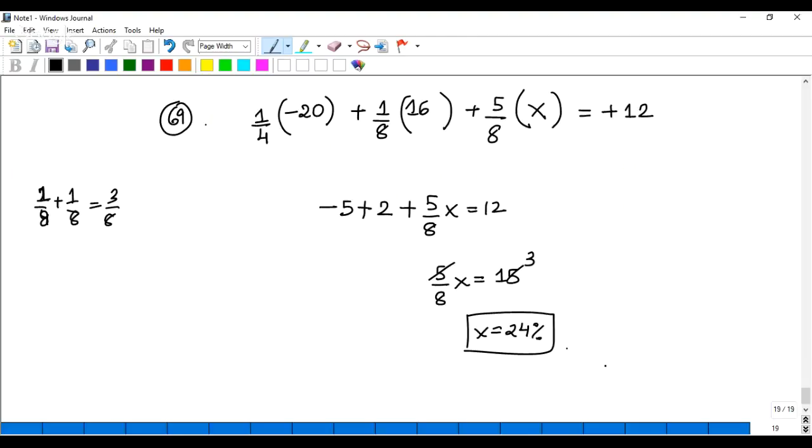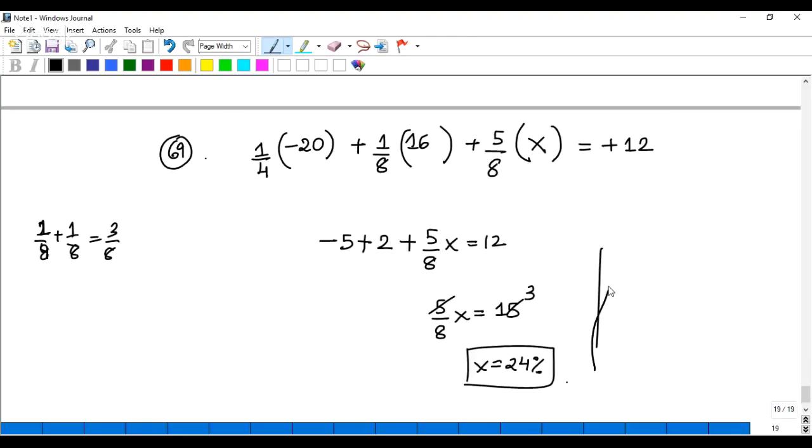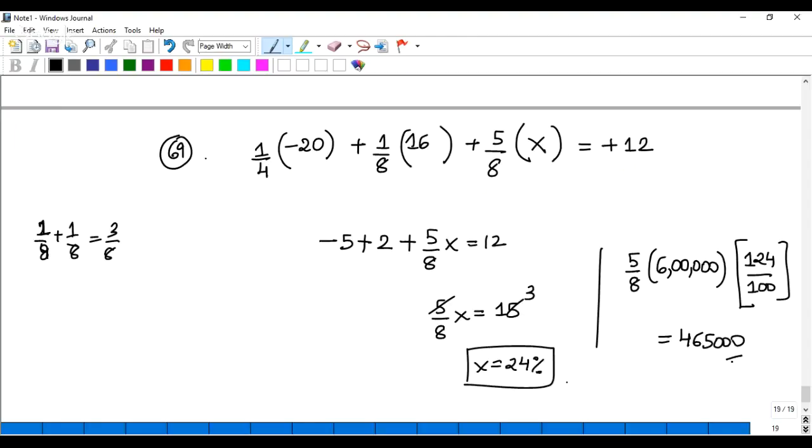So if I want the price at which it is sold, 5 by 8 of 6 lakhs sold at 24%, that is 124 by 100. So this value comes out as 465,000. This is the amount at which it is sold.